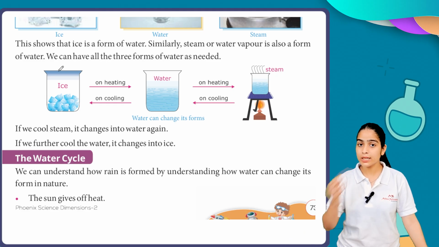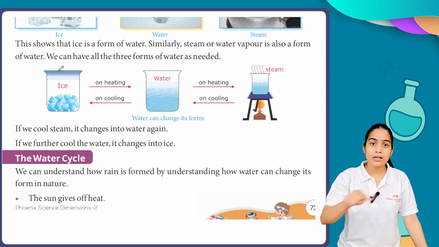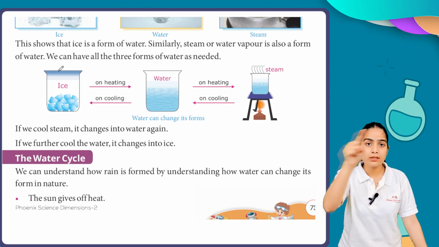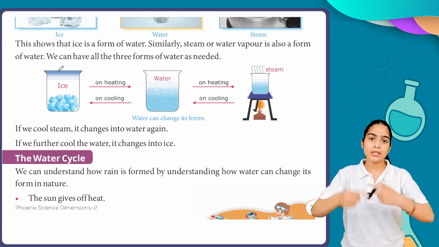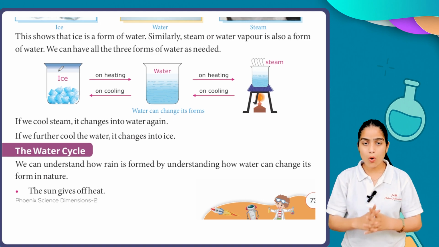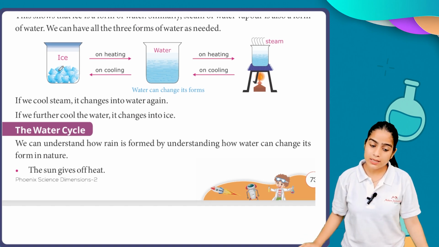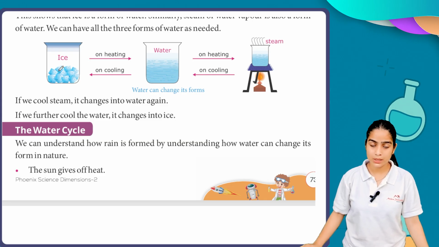When we use the word cycle, it means a repetitive way. This thing is repeating again and again, just like the wheel of a cycle, round and round, things repeat again and again. That is why we call it the water cycle. We can understand how rain is formed by understanding how water can change its form in nature, right?